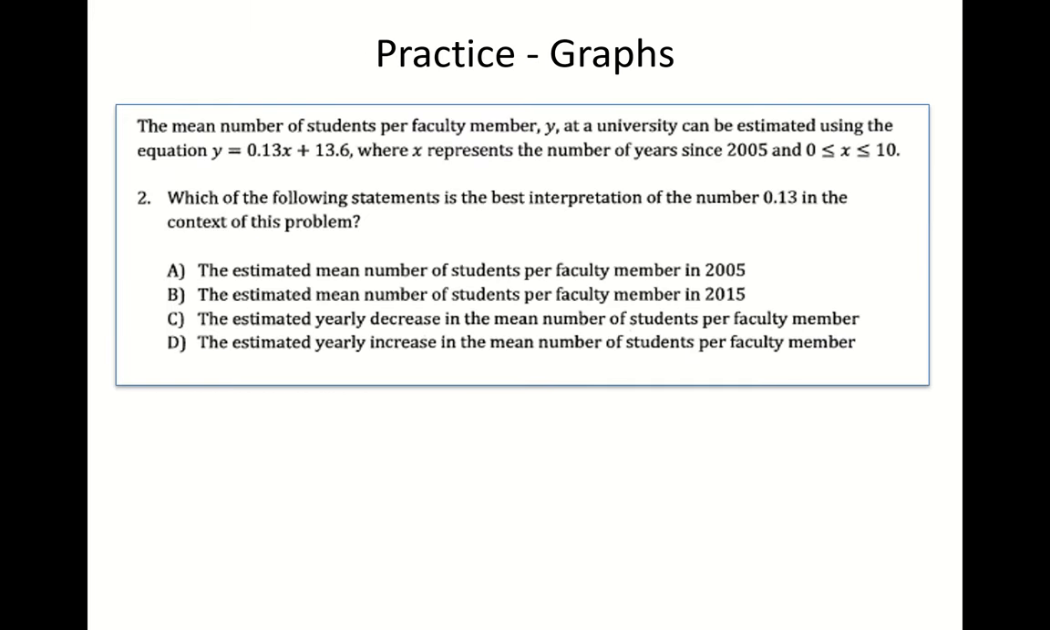The mean number of students per faculty y at the university can be estimated using the equation y equals 0.13x plus 13.6, where x represents the number of years since 2005. And it has to be between 0 and 10. All that means is it starts at 2005, and then it goes all the way up to 2015. Which of the following statements is the best representation or interpretation of the number 0.13 in the context of this problem?